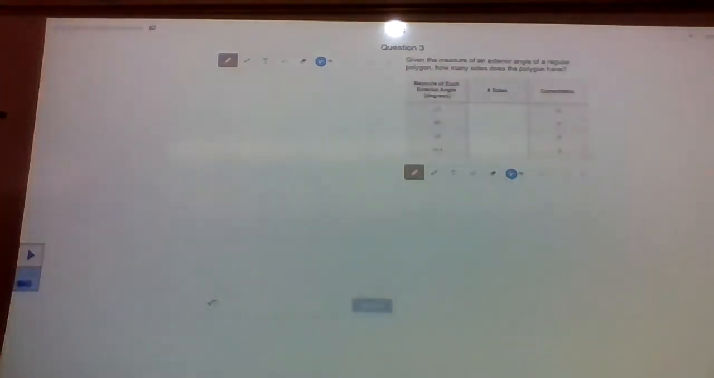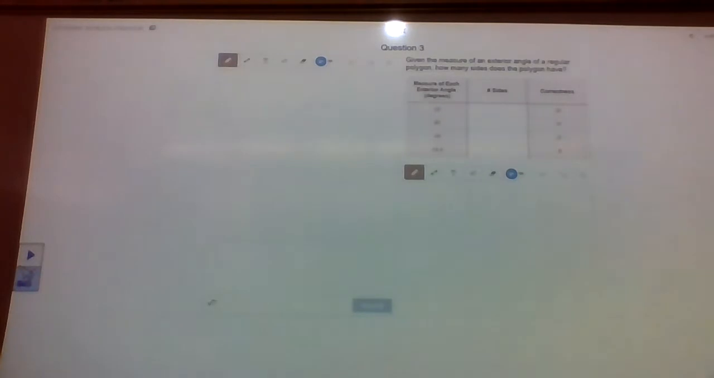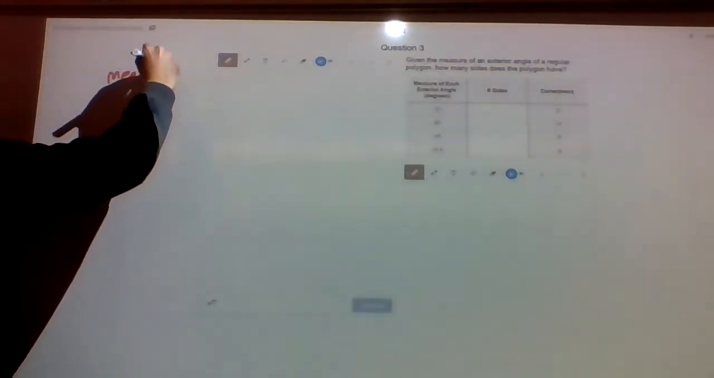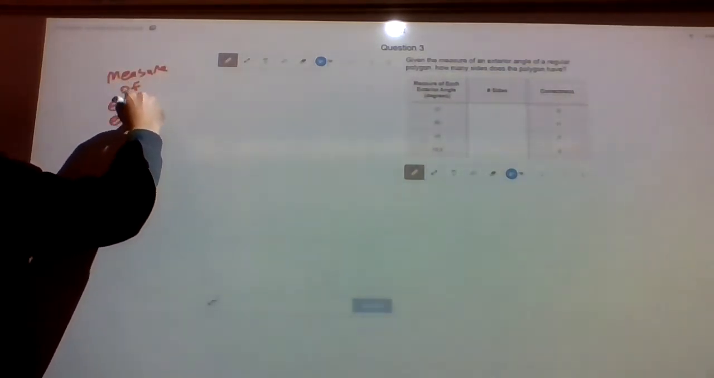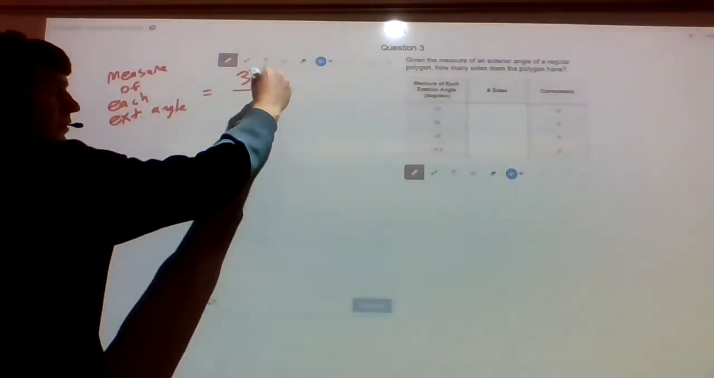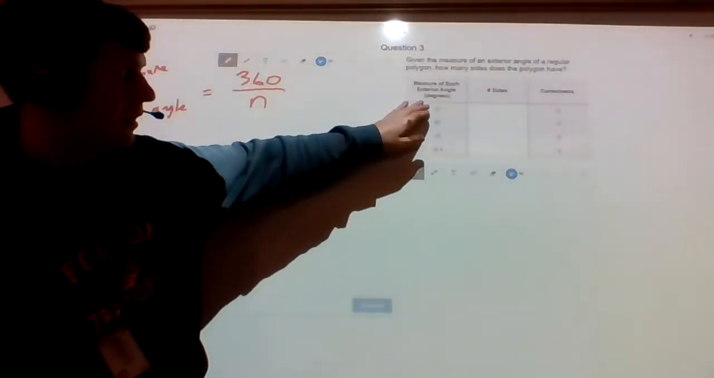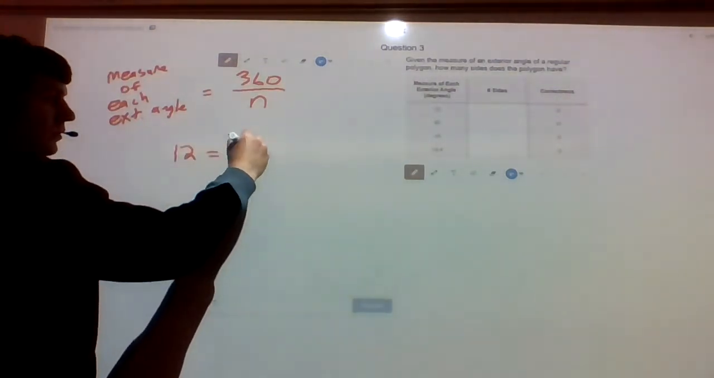Okay, question 3, given the measure of an exterior angle of a regular polygon, how many sides does the polygon have? So this one's a little easier. We know the formula for each exterior angle. So the measure of each exterior angle is equal to 360 over n. So the first polygon has an exterior angle of 12. So we're going to do 12 equals 360 over n.